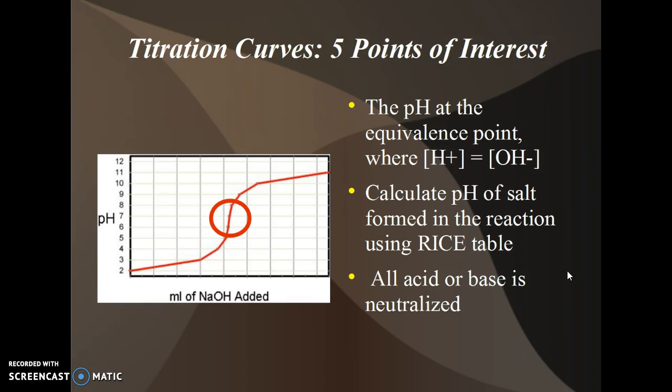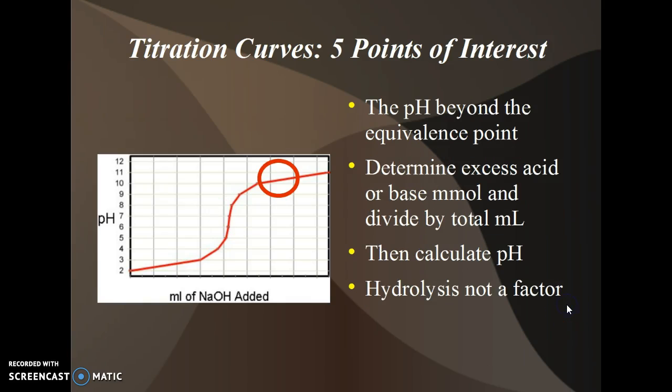At the equivalence point, hydrogen ion and hydroxide ion concentrations are the same. Of course, if it's a strong acid, strong base, the pH is 7. But you calculate the pH of a hydrolyzing salt formed in the reaction, like say sodium acetate, you'll use a RICE table with all the acid or base being neutralized. The only thing you have left is the hydrolyzing ion like acetate or the ammonium ion.